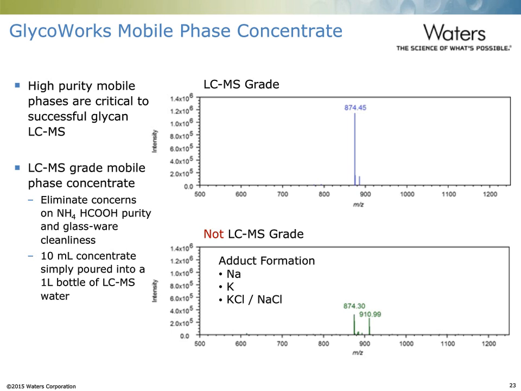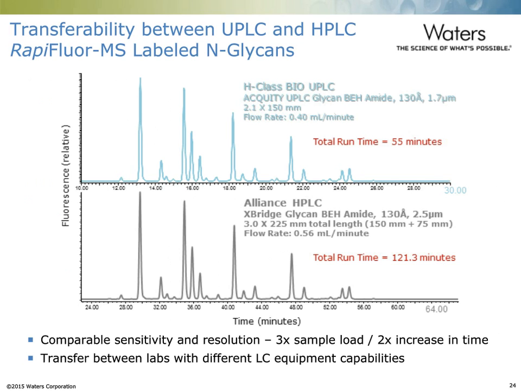And finally, I just wanted to cover that these methods are transferable. The HILIC separation that we've seen throughout this presentation has all been shown as being done on UPLC, but this separation is easily transferable to an HPLC system using our 2.5 micron HILIC column. The only disadvantage here is that the runtime takes more than twice as long.